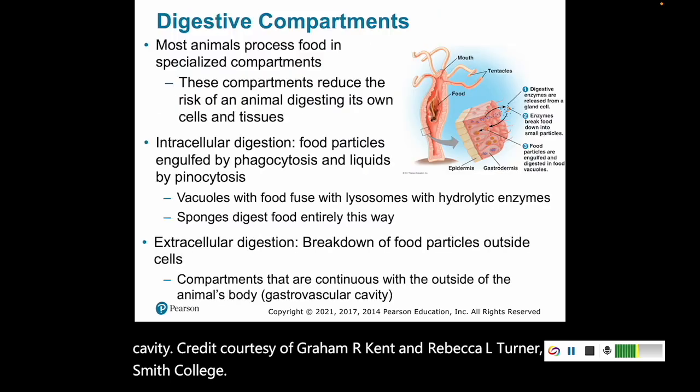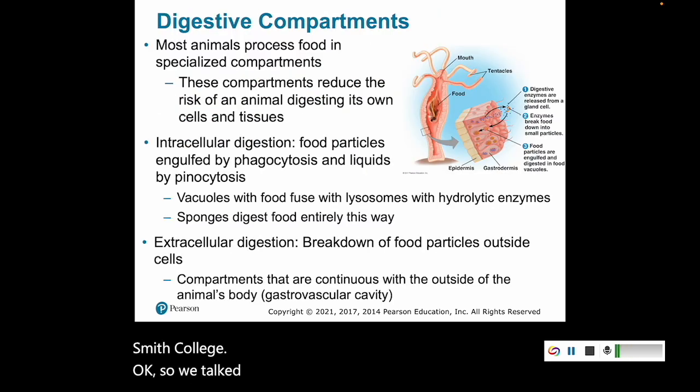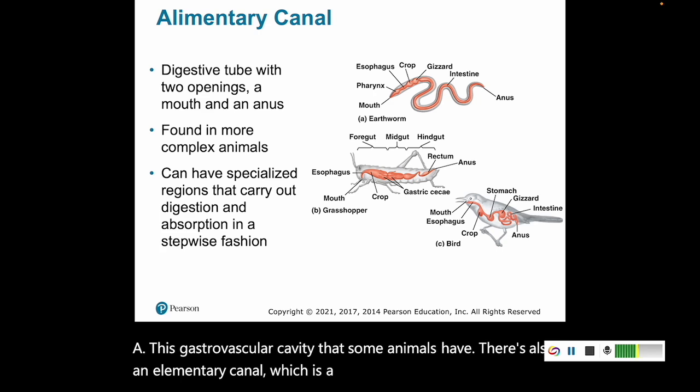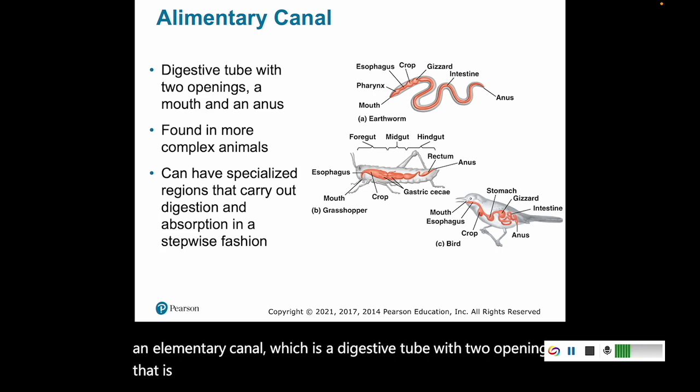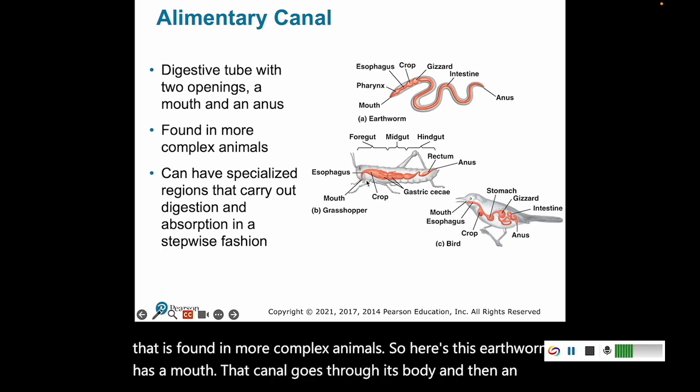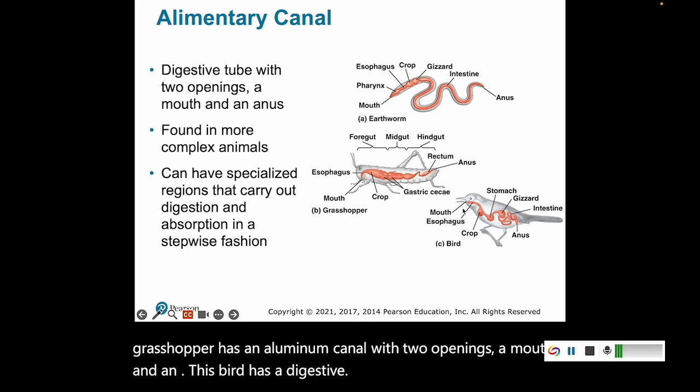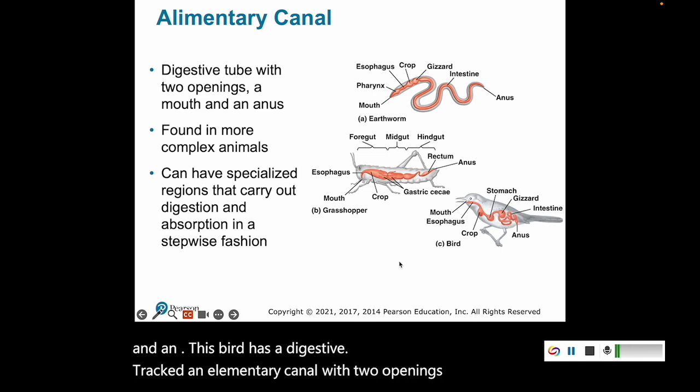Okay. So we talked about this gastrovascular cavity that some animals have. There's also an alimentary canal, which is a digestive tube with two openings that is found in more complex animals. So here's this earthworm. It has a mouth. The canal goes through its body and then an anus. This grasshopper has an alimentary canal with two openings, a mouth and an anus. This bird has a digestive tract, an alimentary canal with two openings. It has a mouth and an anus.